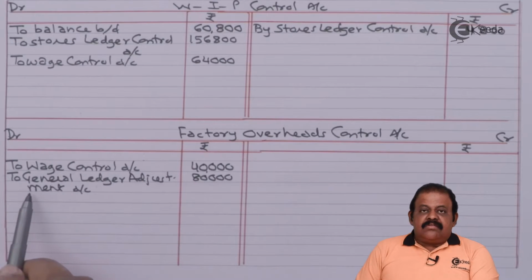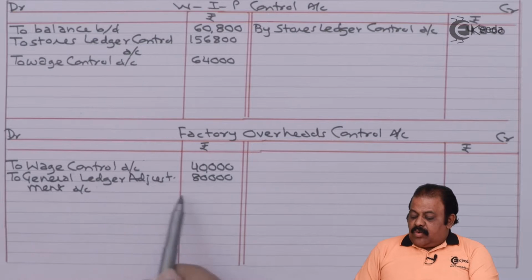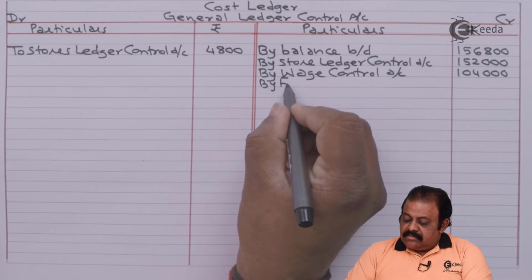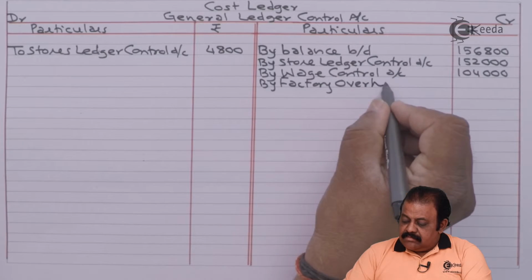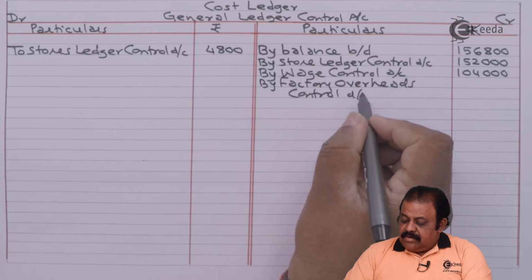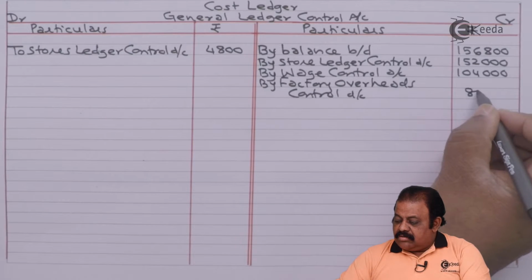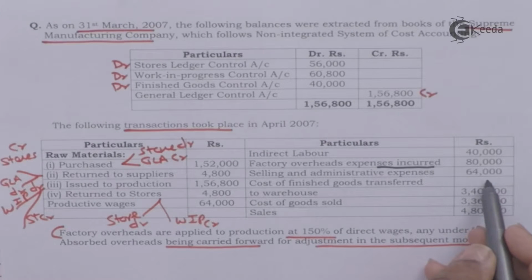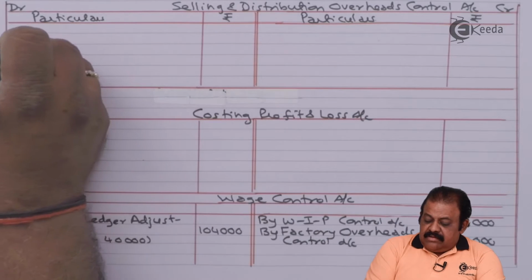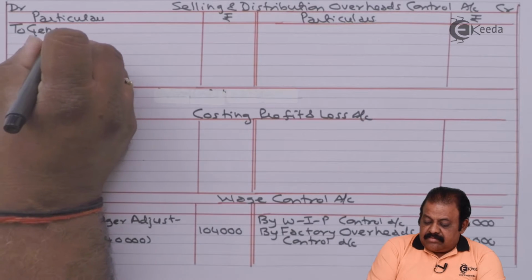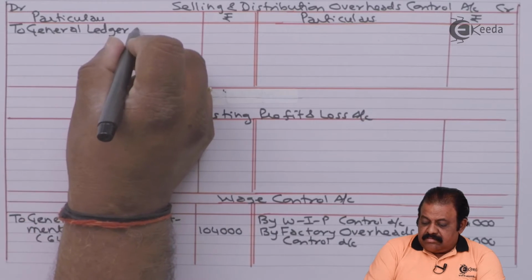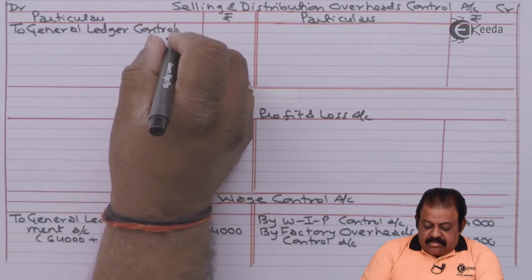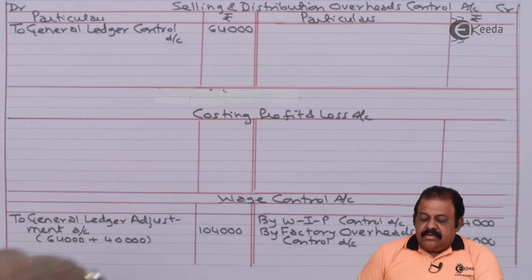Factory overheads control account debit to general ledger control account 80,000. General ledger control account credit side by factory overheads control account 80,000. Selling and administration expenses 64,000. Here selling overheads debit side to general ledger control account 64,000.